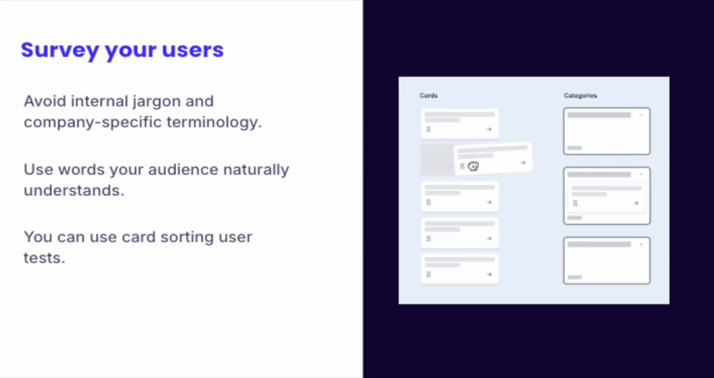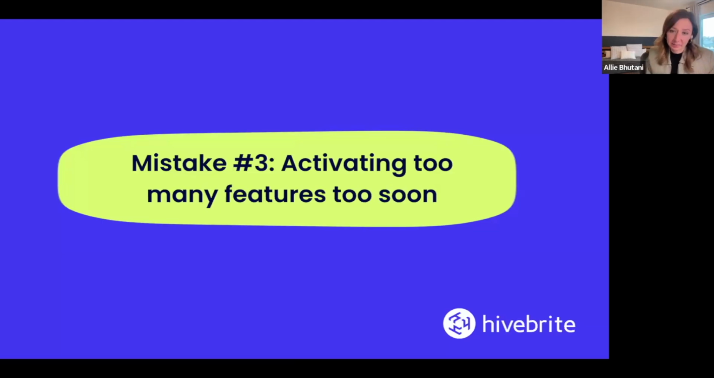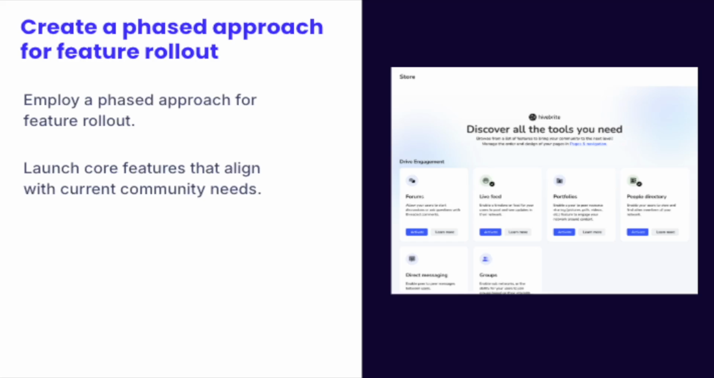Okay, awesome. And then I think the last of the three pain points here we have is activating too many features too soon. Yeah, so this is one that happens a lot. This is our back office interface where admins can browse through all the modules that Hivebrite offers. We offer a lot of modules. It doesn't mean you have to activate them all.